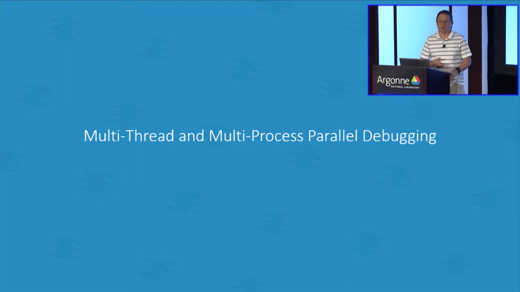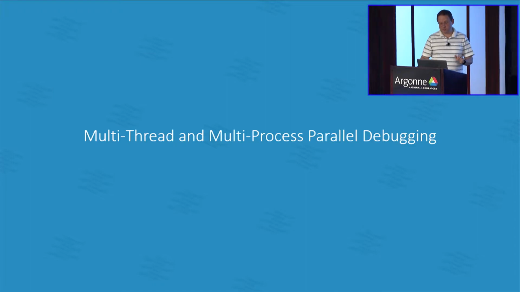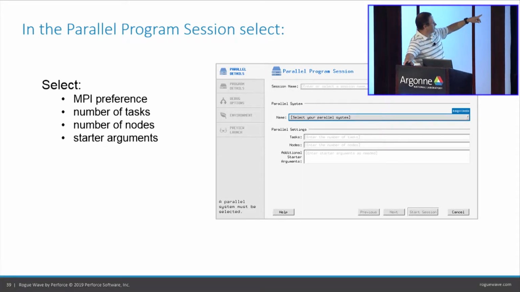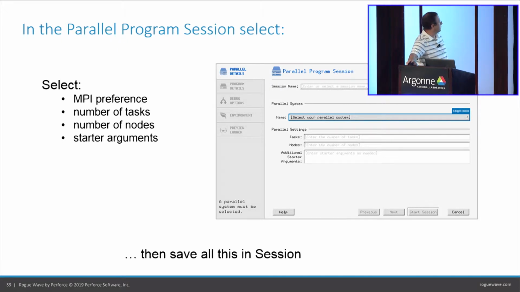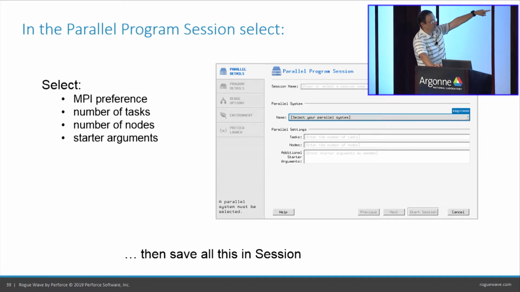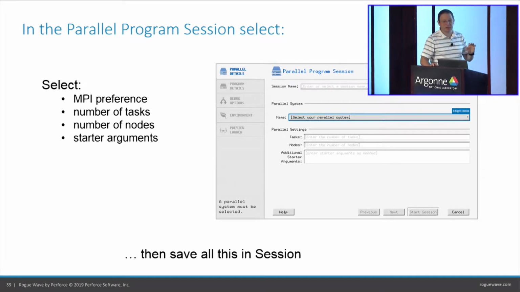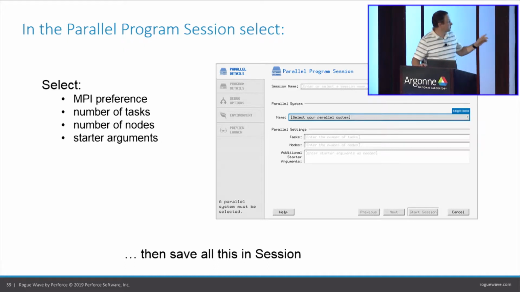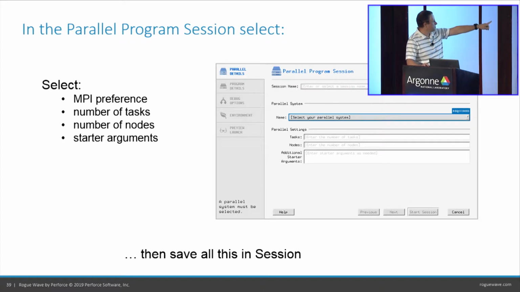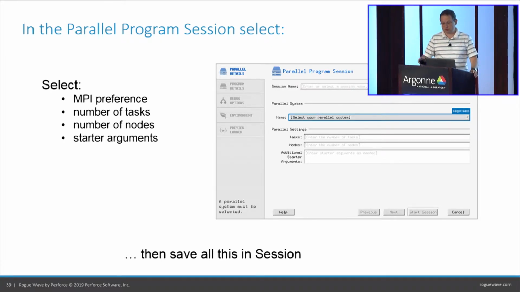So now I'll talk specifically about what is specific for multi-threaded, multi-process. I didn't mention it, but there is a parallel program session. In this session wizard, you can select MPI from your parallel system, and it's all text-based, so you can add your own parallel system and then set up tasks, nodes, save them if you want, and then just start or attach to a running program.